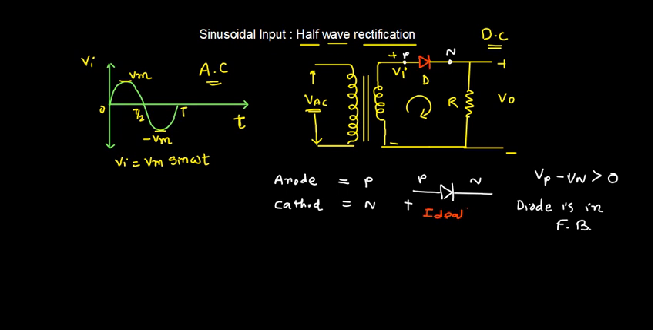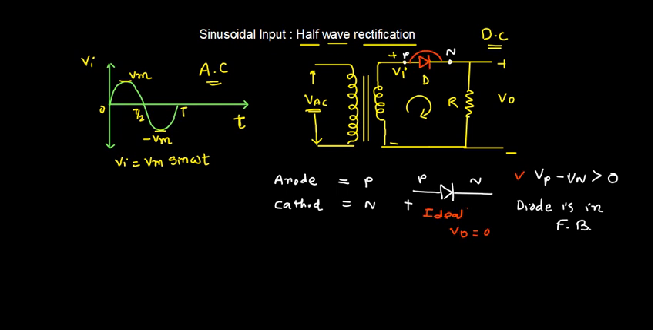So voltage drop Vd equal to 0. Voltage drop across this diode is 0. So now when this condition is approved, what will happen? This diode will act as a closed switch. So we can draw like this way. This will act as a closed switch.